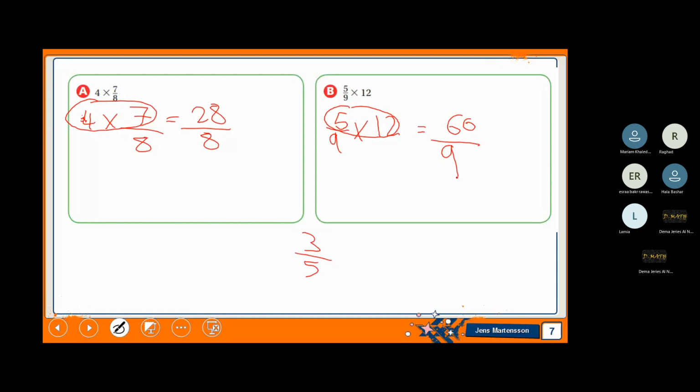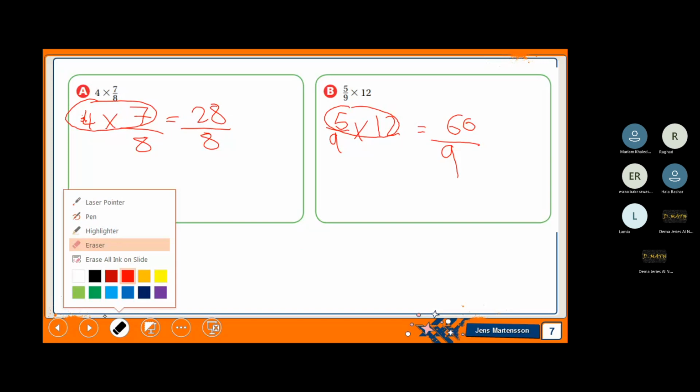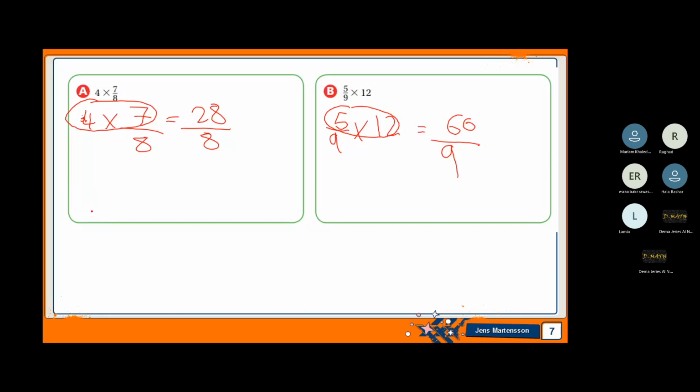Now, do you remember last week when I told you, if we have a big number over a small number, can we hold it? No. So what can I do? I need to simplify. Let's see how. All of you, please start writing, focused.